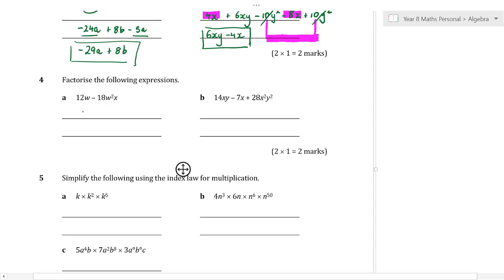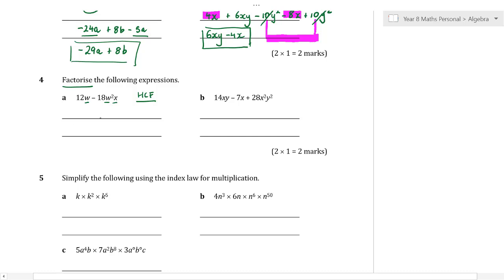12w minus 18w squared. We need to find the highest common factor, and in order to do that, that's how we factorize. We want to do the opposite of expanding. We want to have some brackets with the highest common factor at the front. Now, what do they share? Do they share a w? Yes, they do, but only one w. They're only to the power of 1. Do they share an x? No, they don't share an x.